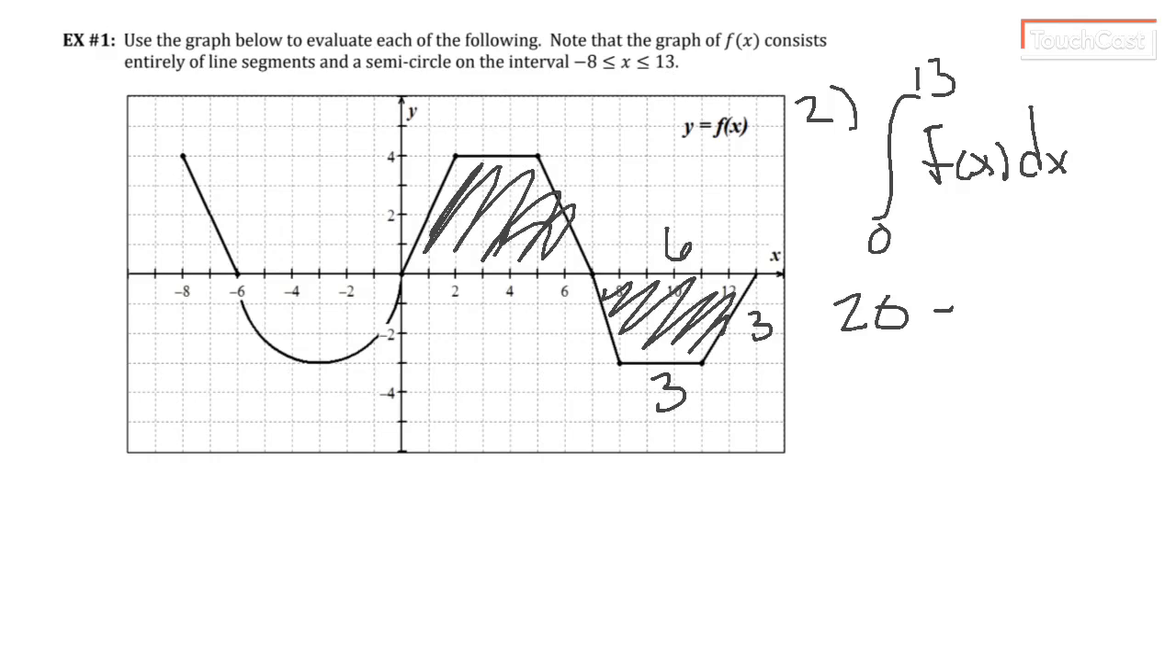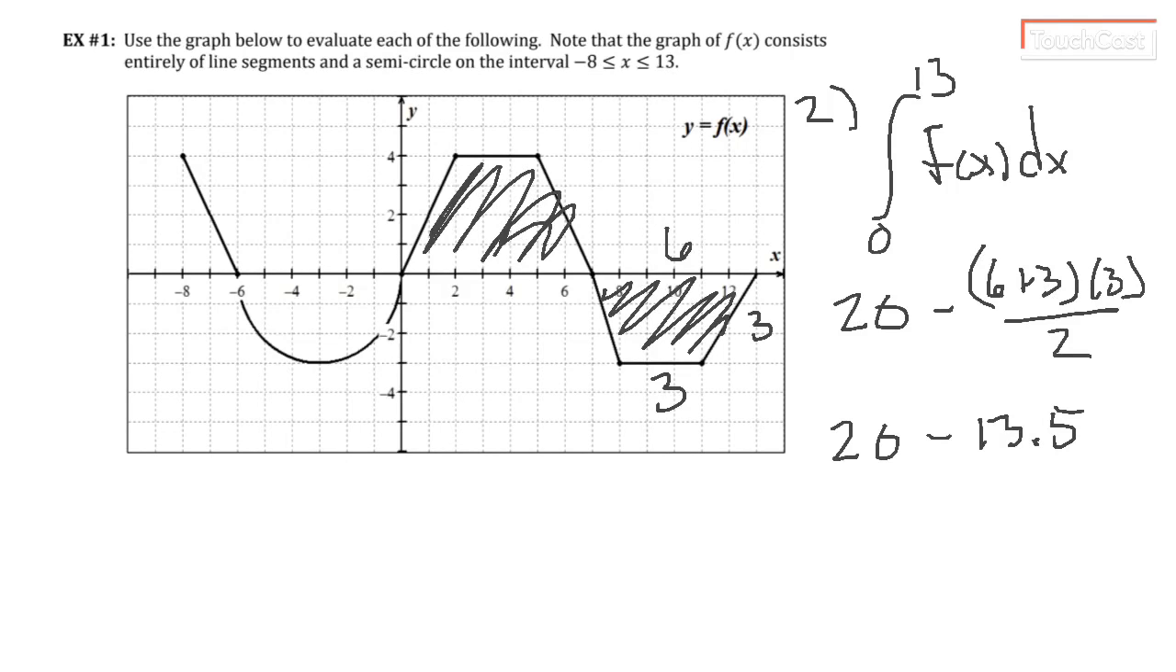So we're going to go 6 plus 3 times 3 and divide that by 2. Well, 6 plus 3 is 9, and 9 times 3 is 27. If we divide that by 2, we're going to get 13.5. So if we subtract 13.5 from 20, we're going to find that the net area is 6.5 square units.